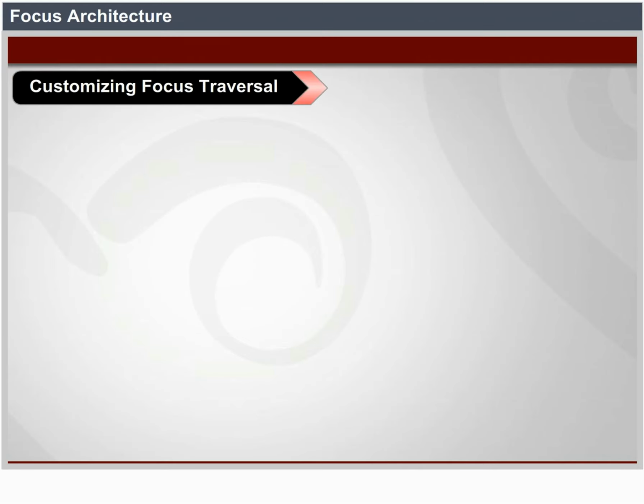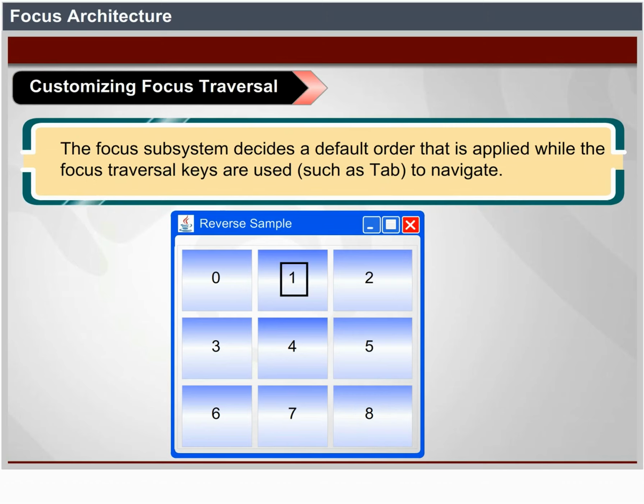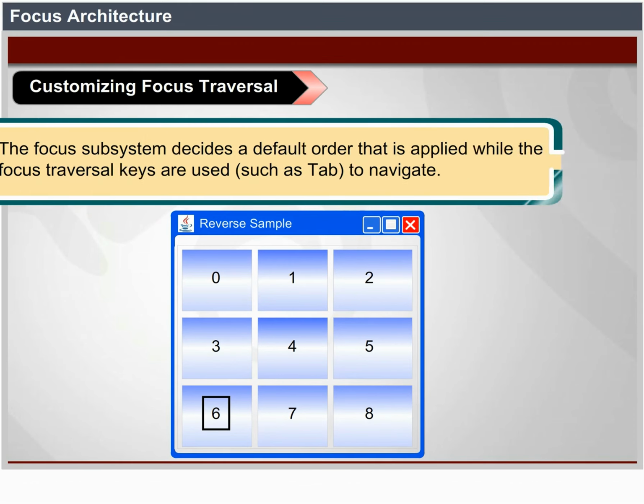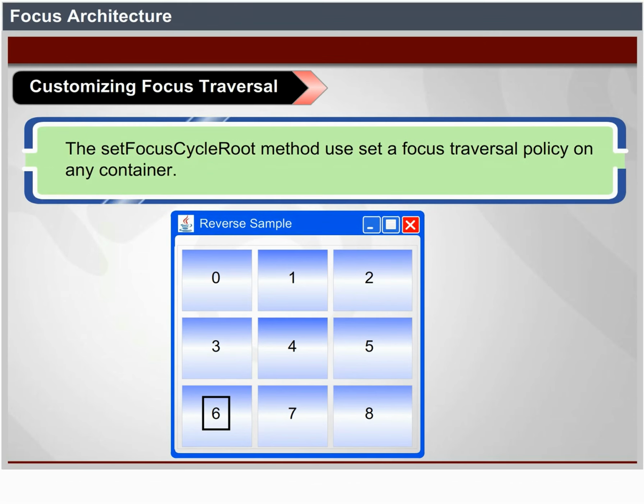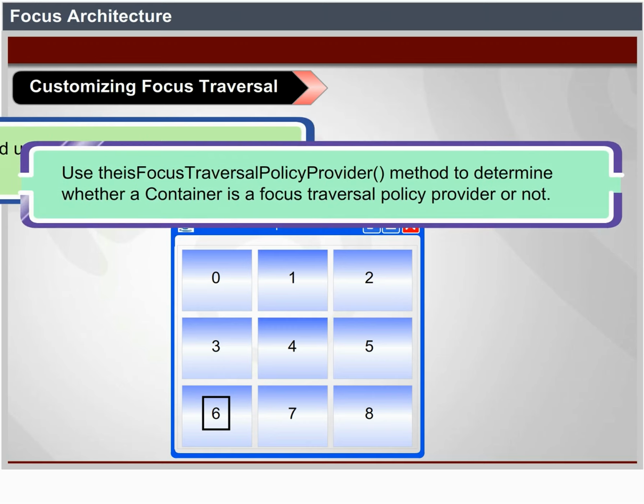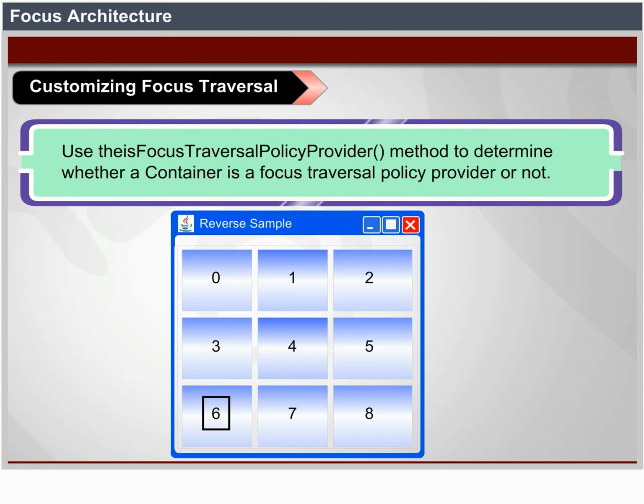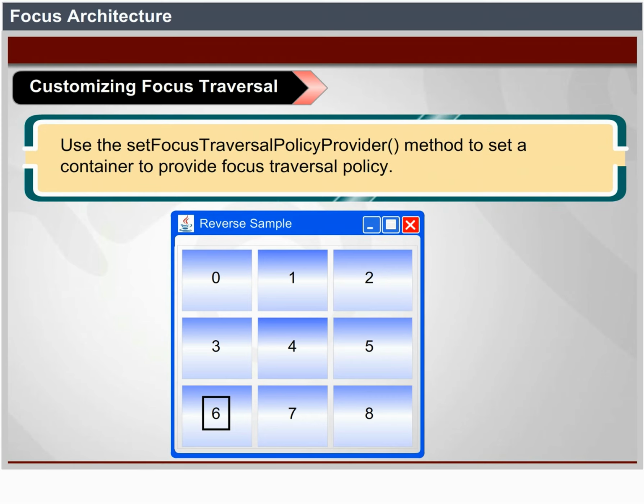Customizing focus traversal. The focus subsystem decides a default order that is applied while the focus traversal keys are used to navigate. The setFocusCycleRoot method is used to set a focus traversal policy on any container. Use the isFocusTraversalPolicyProvider method to determine whether a container is a focus traversal policy provider or not. Use the setFocusTraversalPolicyProvider method to set a container to provide a focus traversal policy.